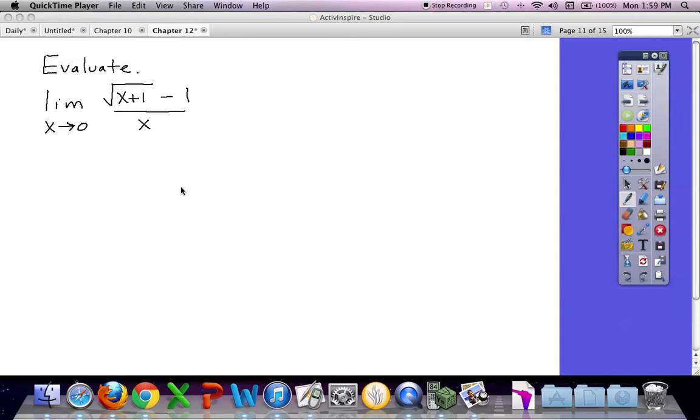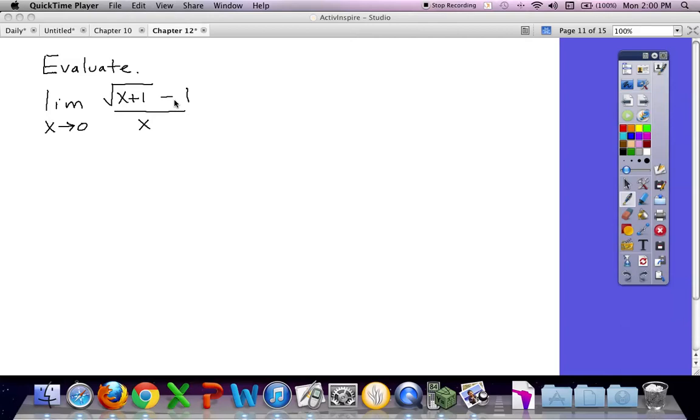Right? The conjugate of a binomial radical expression, the square root of x plus 1 minus 1, is the square root of x plus 1 plus 1, right? The only thing that changes is the sign in the middle, the operator in the middle.